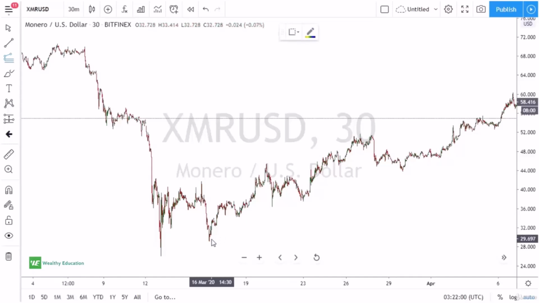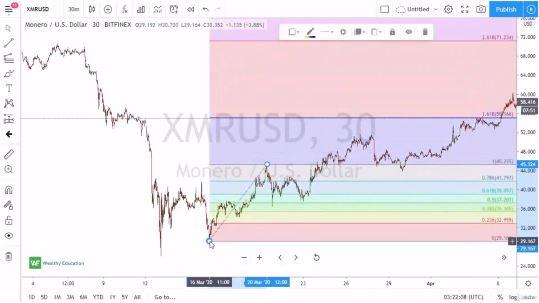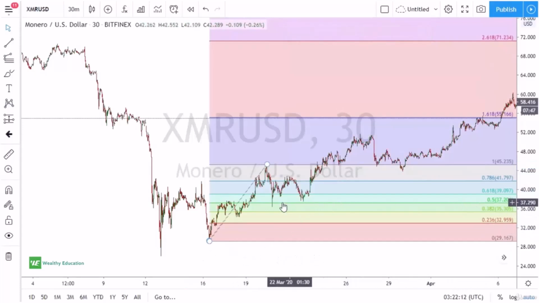So if you remember, this Monero one, the original one, went from there to there. So you click on both of those levels, and then you pull back to the beginning. And what you get is the 50% fib retrace. But notice that beyond the highs, there is the 100%, and then there's a 1.61 extension. And that is an area that a lot of people will aim for.